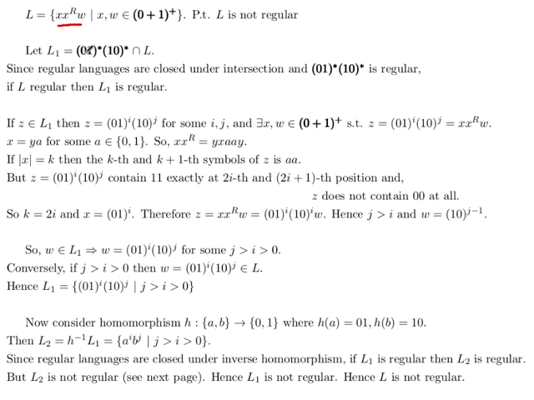Now this is a regular expression, so this language is a regular language. Since regular languages are closed under intersection, this intersection is regular if L is regular. So if L is regular, then this intersection is also regular. The idea is to show that L1 is not regular, so then it will imply that L is not regular.